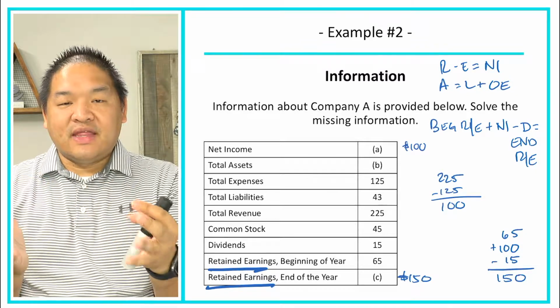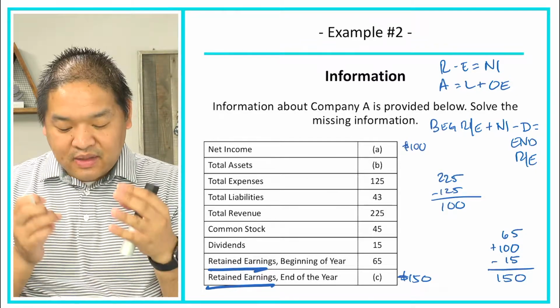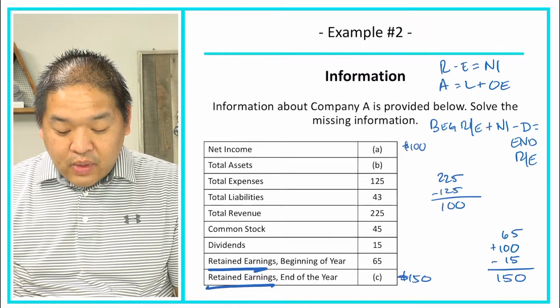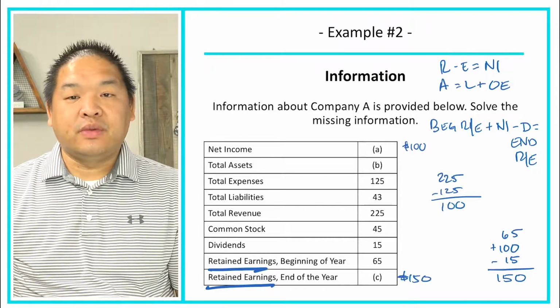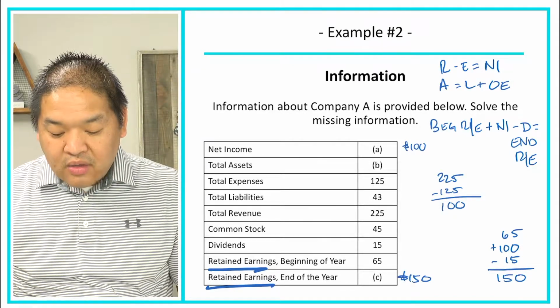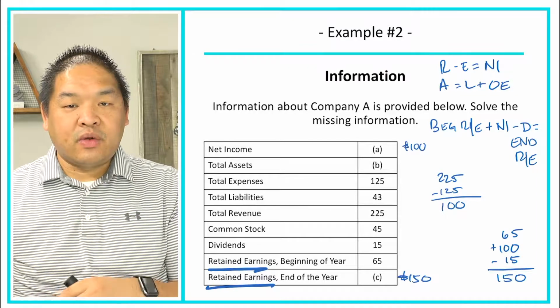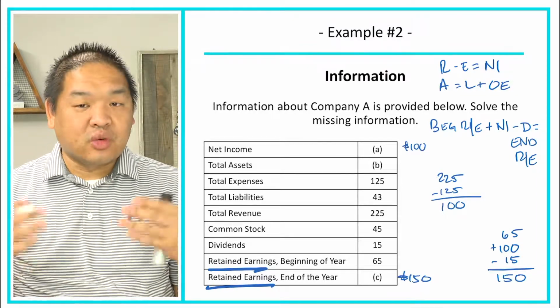If you don't understand that, you won't be able to get to that last one here, but let me walk you through it. So we know that assets equals liabilities plus owner's equity. So what do we know? Well, we know that we can add up liabilities and owner's equity, and that will give us our assets, which is what we're trying to solve.